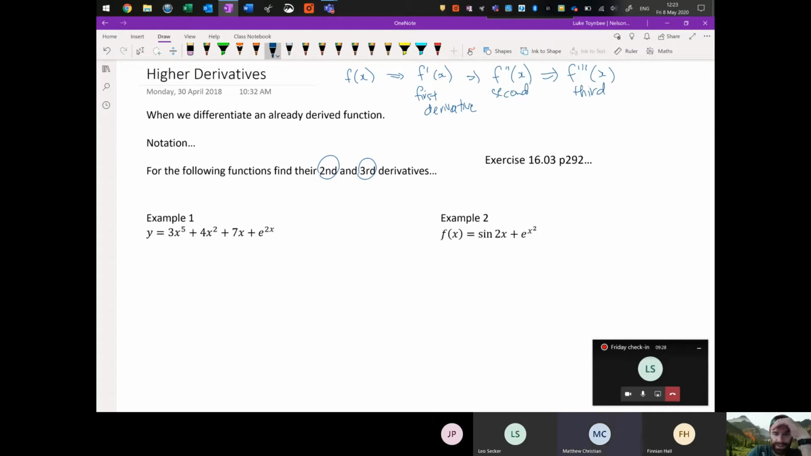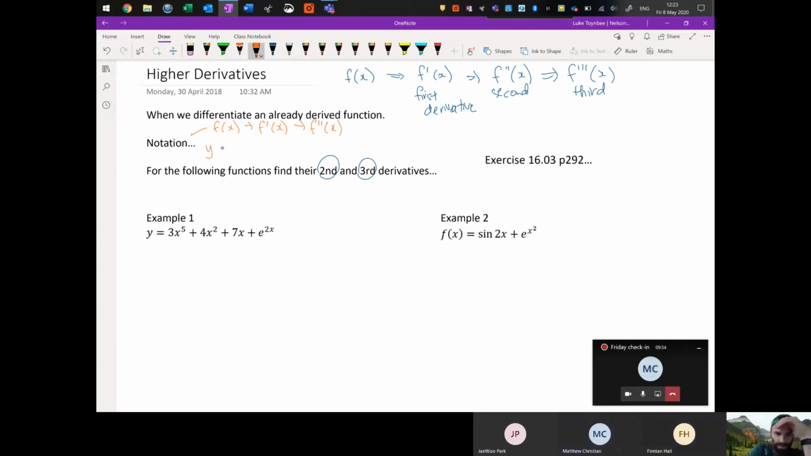The important thing you need to know, because it's the same process, is the notation. If I've got a function of x, I differentiate it, I get f dash x. If I differentiate it a second time, I'm going to get f dash dash x. We're happy with that?